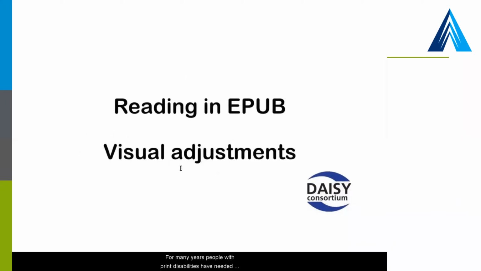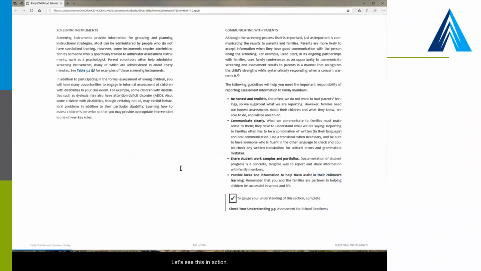For many years, people with print disabilities have needed to make special versions of books and documents to suit their visual needs. These could have been enlarged photocopies, large print editions, or copying pages onto coloured paper. However, the ability to adjust the visual presentation is designed right into the Epub format. Let's see this in action.